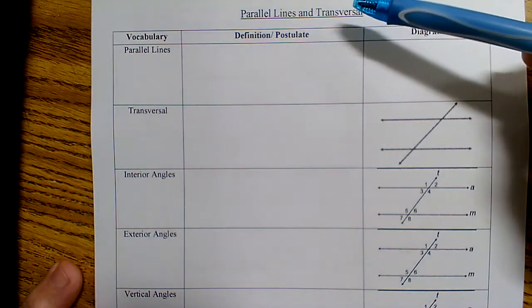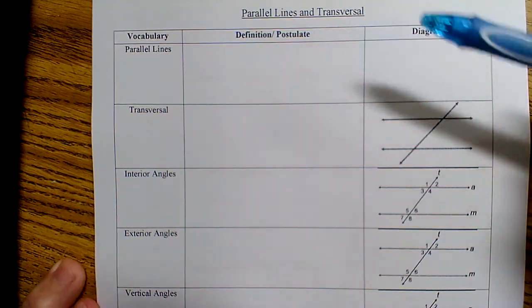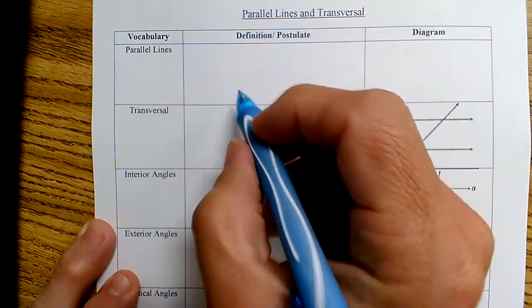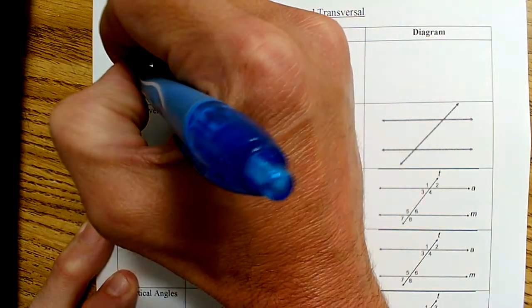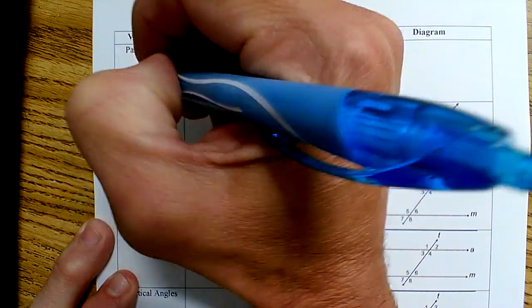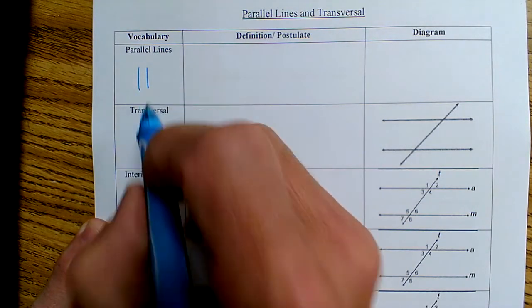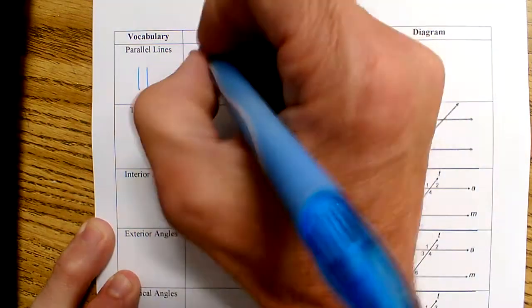In today's lesson, we're going to talk about parallel lines and transversal, and we're going to go over some of the introductory vocabulary. Let's start with the words parallel lines. The notation for parallel lines would be two vertical lines. So if you ever see this, understand that they're talking about parallel lines.